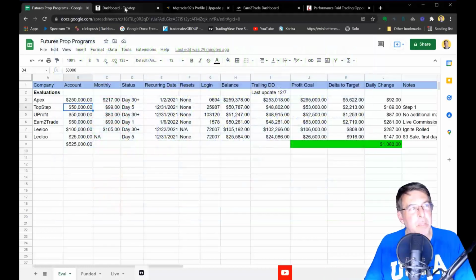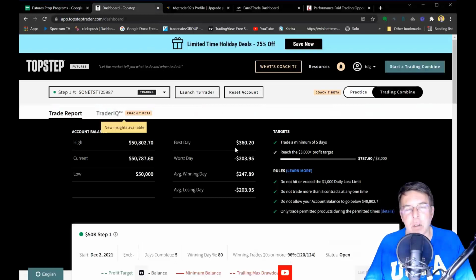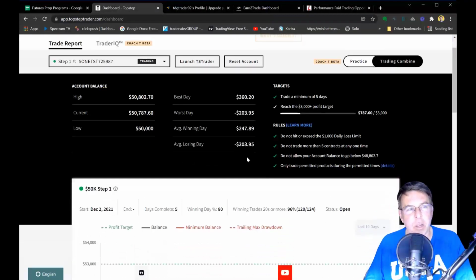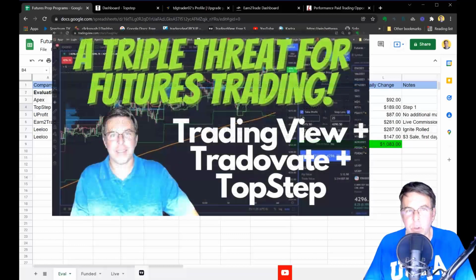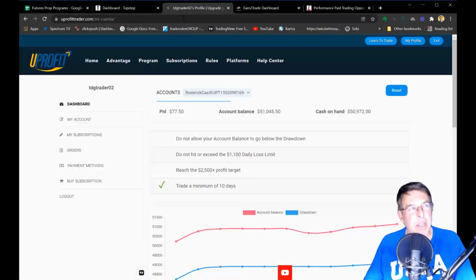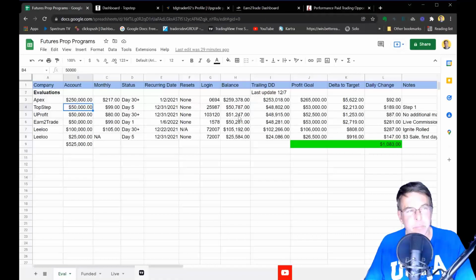Okay, TopStep, which has been around for the longest. Here's the $50,000 TopStep account that I'm going through. I'm not quite a third of the way through the profit objective on step 1. You have to do this for two different steps. The reason I'm doing the TopStep account is because I'm continuing a relationship with Trade-Evate and TradingView, even though I already have a funded account with that firm. Next is UProfit. The UProfit is sitting at $51,247. So we have another $1,253 to go there.